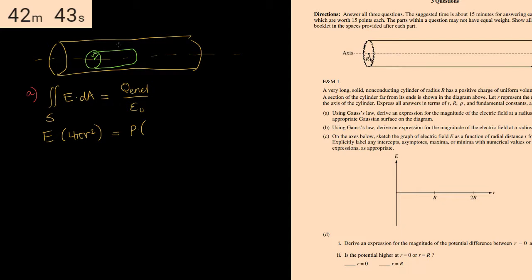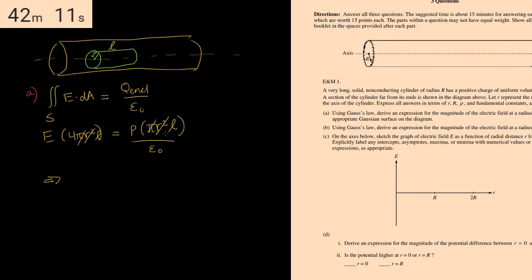So how much volume is in here? It's going to be the volume of the cylinder. The volume of the cylinder is going to be pi r squared times its length. Let's denote that with L. Remember, this length is going to have to cancel out in the end. I also forgot that this surface area needs to be multiplied by length, of course, all divided by epsilon 0. So what we get, dividing both sides by pi r squared, is, oh, something strange happened here.